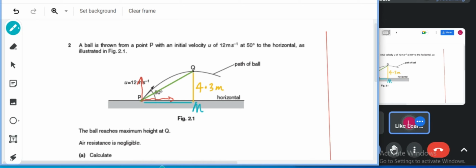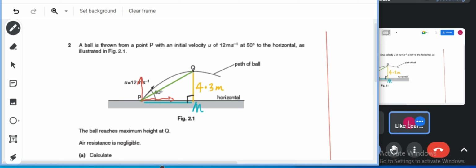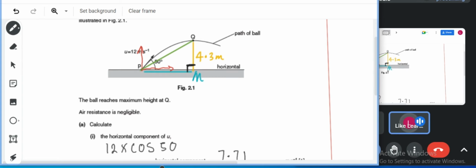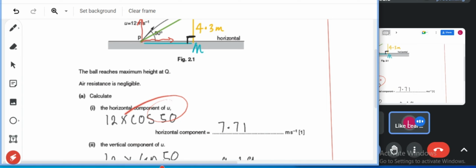Is that clear? Yeah. So how do you find P to M? I thought I already have that. No, you have the horizontal component of the velocity, which is 7.71. The initial velocity U, 7.71, which is what you drew in red, yes.